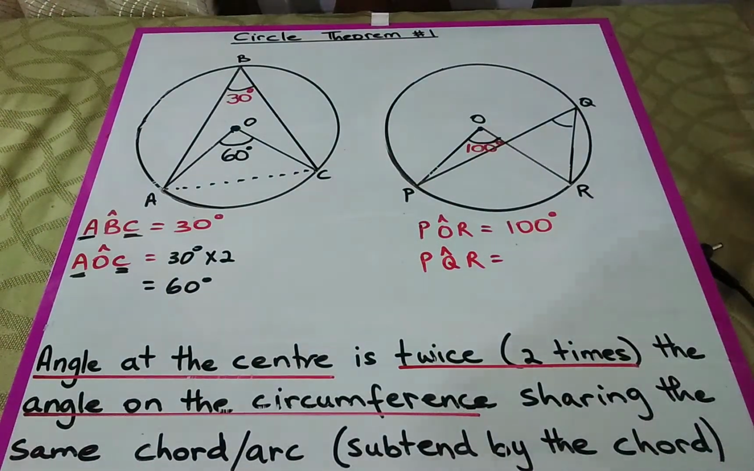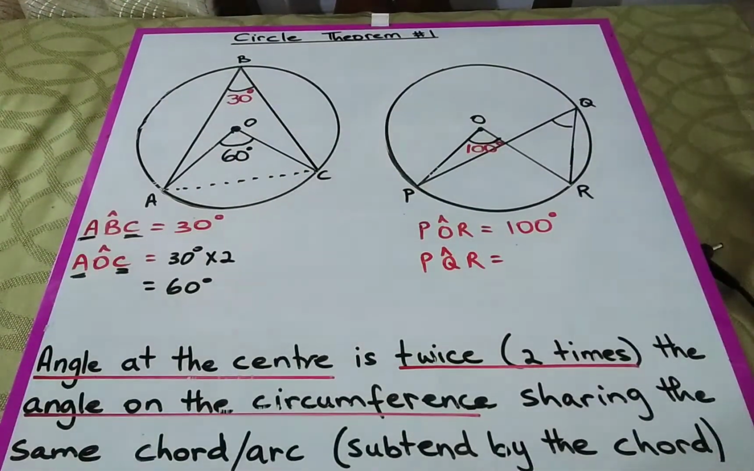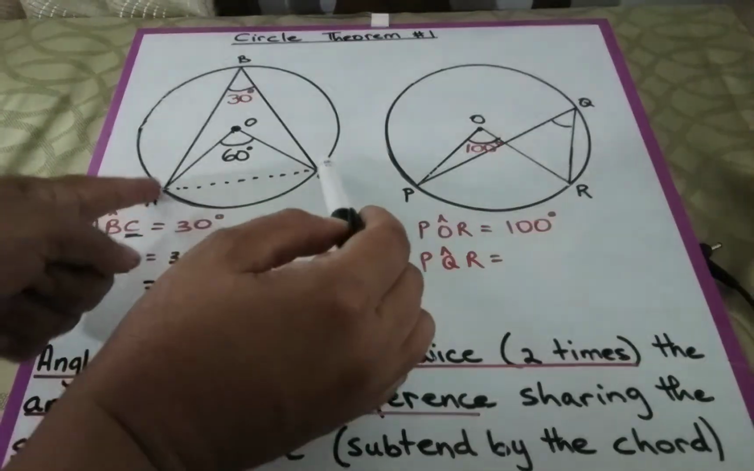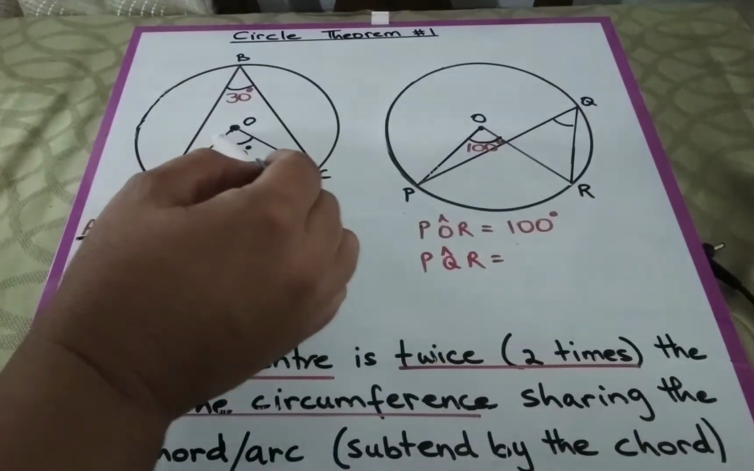And if you notice, it is wider at the center. The angle at the center is 2 times the angle on the circumference. Now, in some books, it says subtended by the chord. What do I mean by that? It means to subtend an angle is to form an angle at the point. So you form an angle at the point, and that's where the angle is.